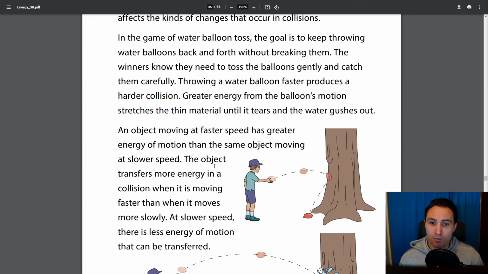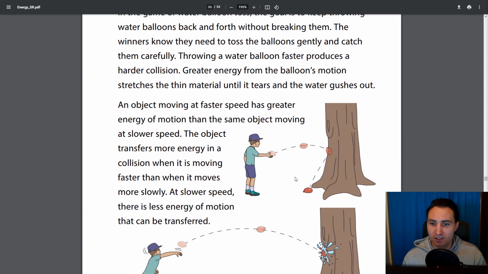In the game of water balloon toss, the goal is to keep throwing water balloons back and forth without breaking them. The winners know they need to toss the balloons gently and catch them carefully, with soft hands, moving with the ball to slow the energy and work with it so that it doesn't just hit and collide harder to break. So throwing a water balloon faster produces a harder collision. Greater energy moves the balloon's motion, stretches the thin material until it tears and the water gushes out.